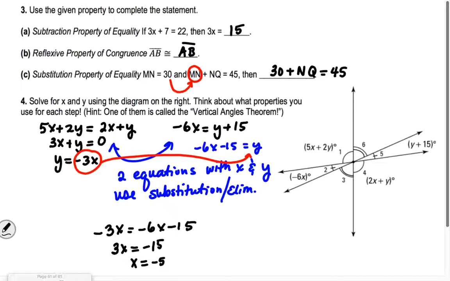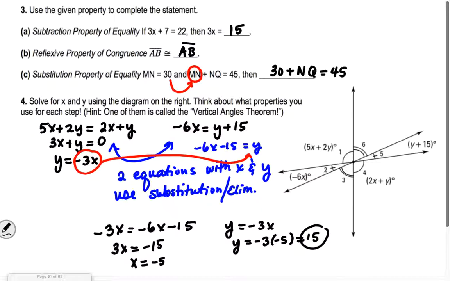Okay, that can be kind of a red flag in geometry. Sometimes we don't like negatives, because can we have a negative angle measurement? Not really. You can in pre-calc. Did you know that? That's when things get really crazy, but it's not an angle measurement, is it, right now? It's just an x value, so that's okay. So we're good. So let's find y. y was equal to negative 3x, so y is equal to 15.